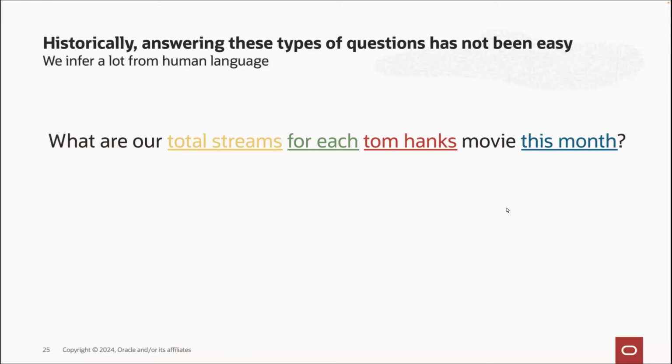So let's consider this question. What are our total streams? And we're talking about this MovieStream scenario, where you have a lot of movies, how many times people have streamed specific movies, the actors, etc. What are our total streams for each Tom Hanks movie this month? Suppose you have to create this SQL query. It will take you some time. You will be doing a lot of tests. You will be trying to find out exactly the column names that you have to use to create this query. You will have to figure out the joins, etc.